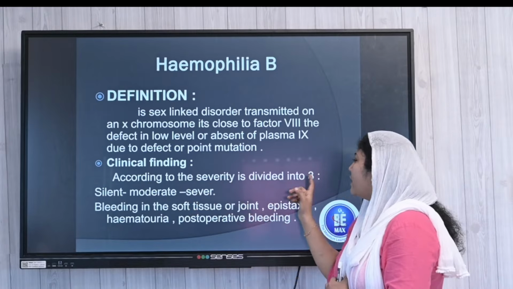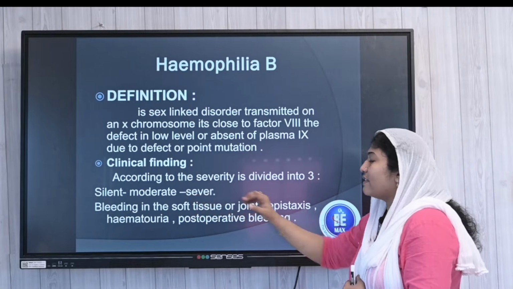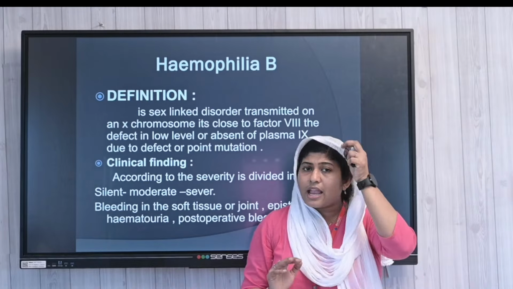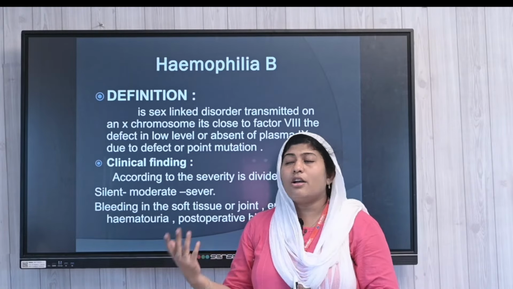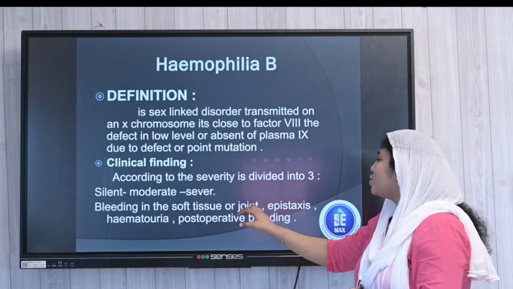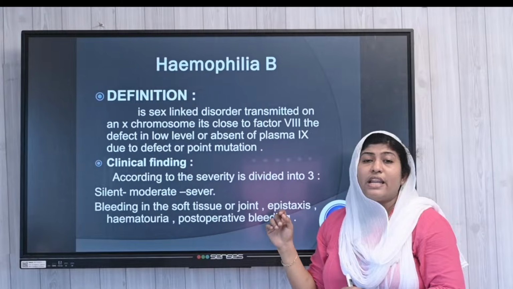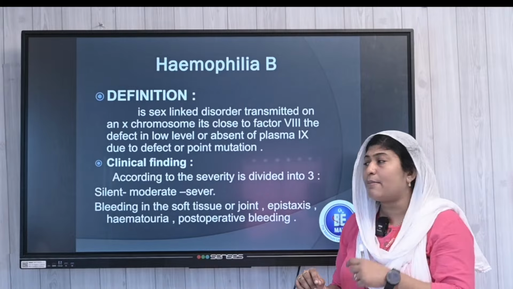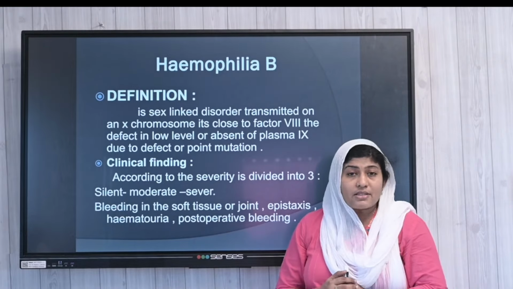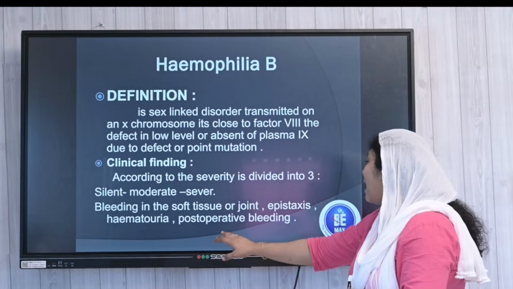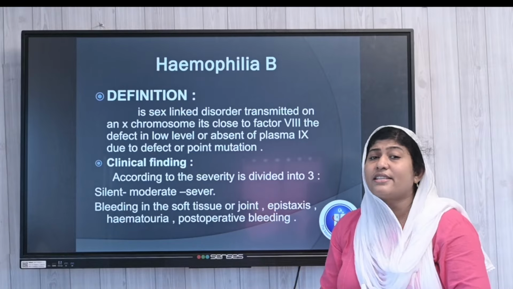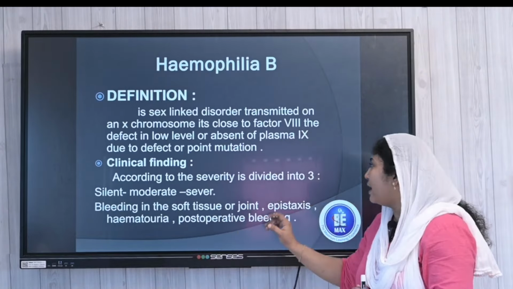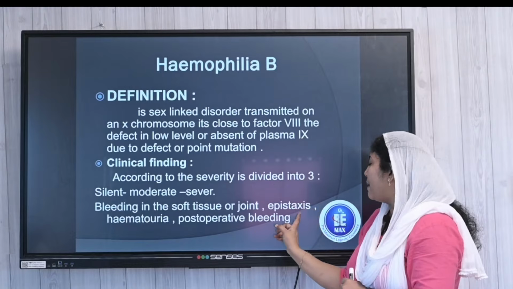According to the severity, it is also divided into silent, moderate and severe. Same as factor number 8 deficiency, it is also an X chromosomal defect. So, the mother can pass this defect to the son, meaning sons are more affected. Very important point: a patient with hemophilia B will have bleeding in the soft tissue or joints, epistaxis or nasal bleeding, and hematuria. While passing urine we can detect the presence of blood, and post-operative bleeding. See, after any surgical procedure or a C-section, if there is prolonged bleeding in a person, there is a chance of a hemophilia B defect also.